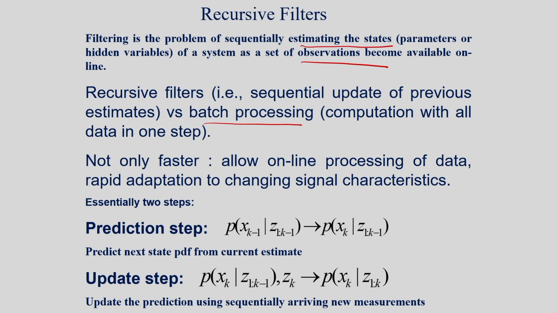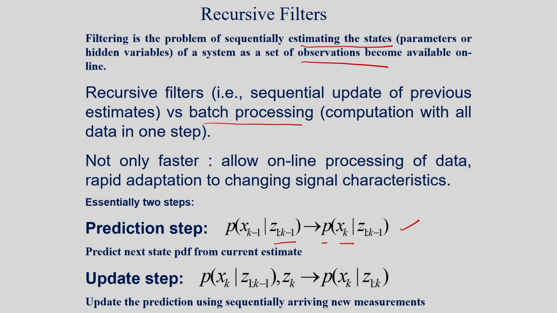In case of the recursive filter, it is not only faster but allows online processing of data, and rapid adaptation to changing signal characteristics. So in case of the recursive filter, there are two steps. One is the prediction step, that means we have to do the prediction. So from p of xk minus 1 and the observation available, we have to determine the probability of xk, that is the current state, from the previous state. The previous state is xk minus 1.